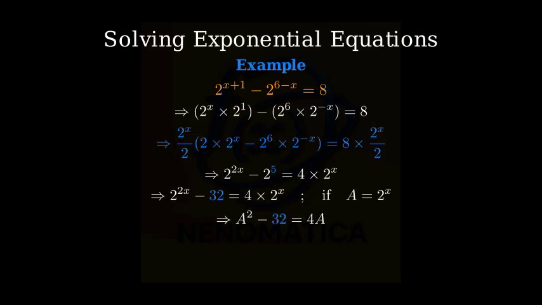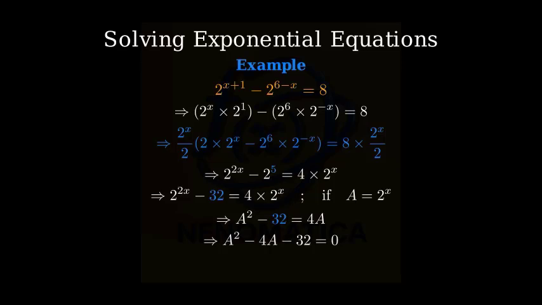Then 2 to the power of 2x becomes a squared. And 4 times 2 to the power of x becomes 4 times a. So our equation transforms to a squared minus 32 equals 4a. Now we can rearrange to get a standard form quadratic equation. We have a squared minus 4a minus 32 equals 0.